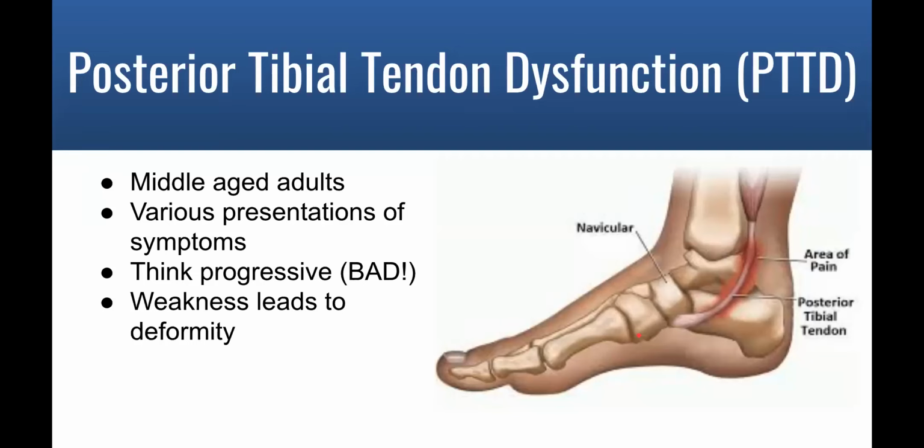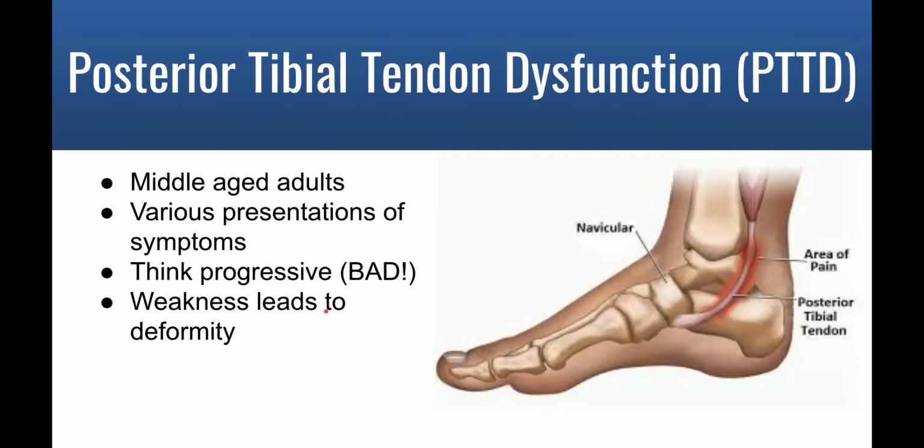And then lastly, just to touch upon posterior tibial tendon dysfunction. This is what I consider to be the most common cause of an adult flat foot. It's most often seen around middle age, people in your 40s or so. Various presentations of symptoms. When I say think progressive, it means it gets worse as time goes on. So early intervention or early treatment is certainly advised. And weakness of this tendon is what leads to the deformity.